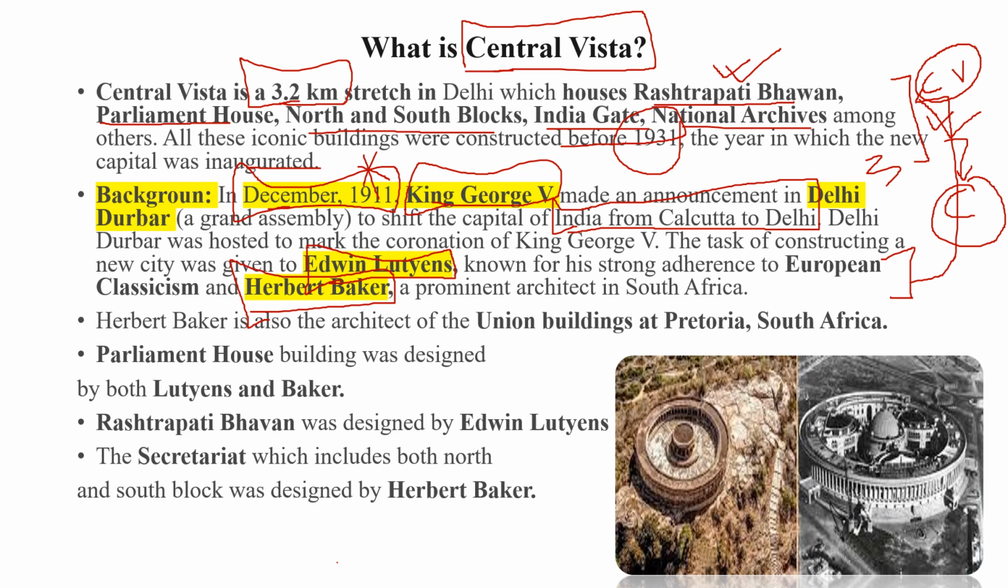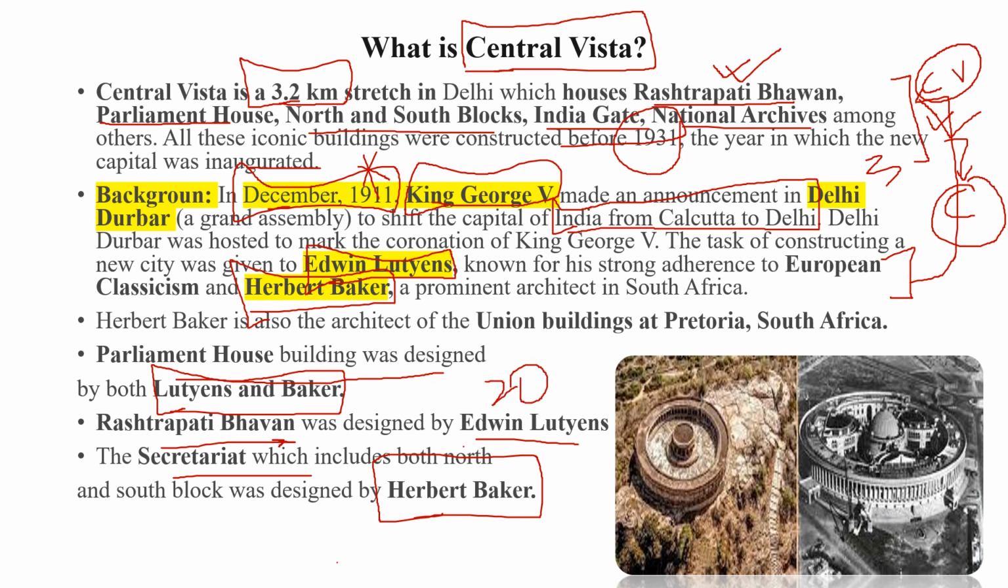So here we need to remember a few facts from the UPSC perspective, right? The Parliament House building was designed by both Lutyens and Baker, and Rashtrapati Bhavan was designed by Edward Lutyens, and the Secretariat, which includes both North and South Blocks, was designed by Herbert Baker. They took almost 20 years to construct the capital, right? Starting from 1911 to 1931. In 1931, Delhi was inaugurated as the new capital, right?